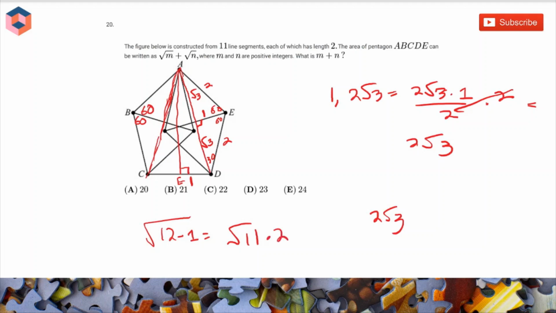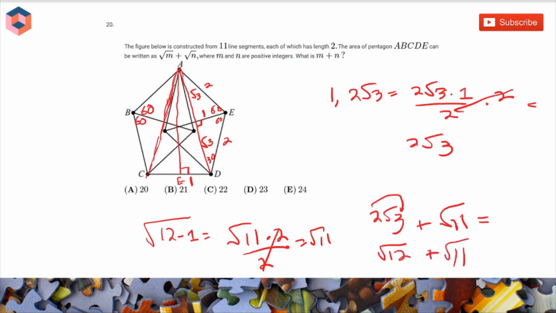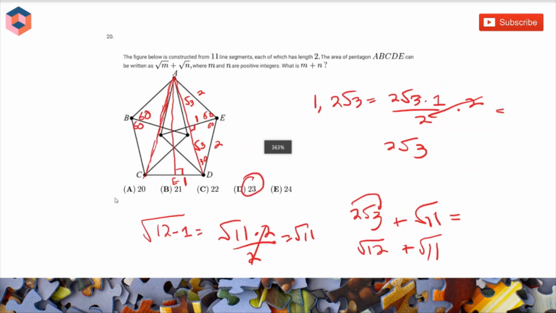Now we multiply this by 2 since CD equals 2 and divide by 2 to get the square root of 11. So the total sum is just 2 square root 3 plus the square root of 11. We can move this 2 inside the square root because that's how they want the answer, to get the square root of 3 times 2 times 2. So inside we would double the number of 2's there are. 3 times 2 times 2 would give us 12 plus the square root of 11. And that's it. 12 plus 11 gives us 23. And that's how simple problem number 20 was.